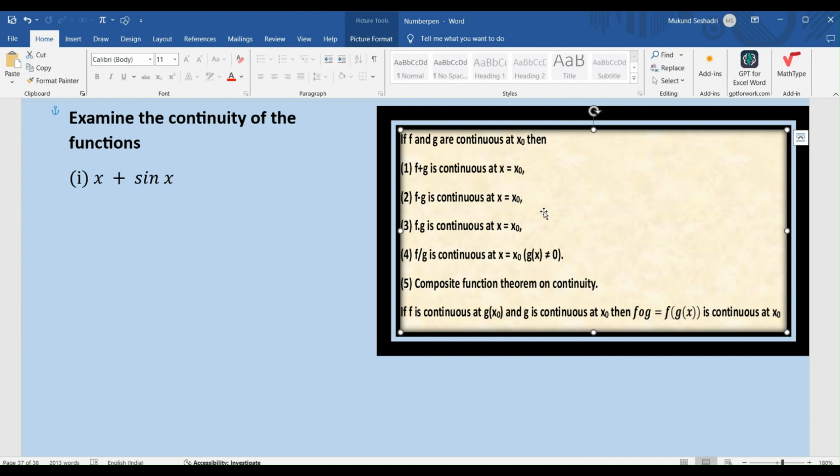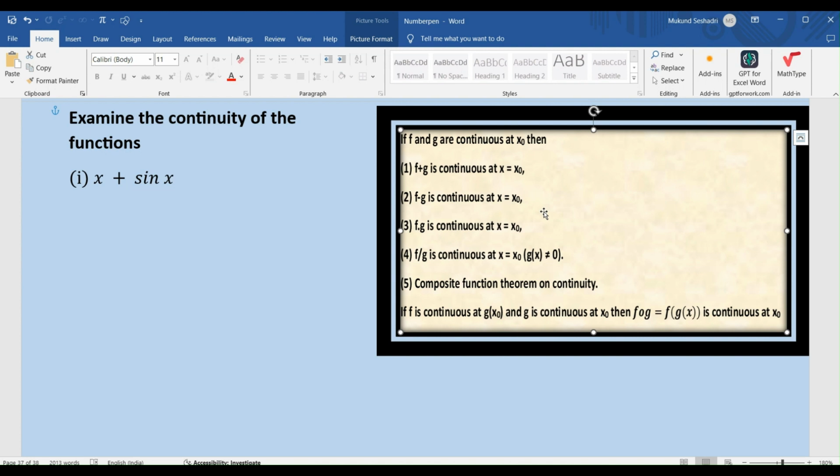And why is that? Because when g goes to the denominator and it is equal to 0, you get an infinite value, which violates the first principle of continuity we saw in our first video on continuity.